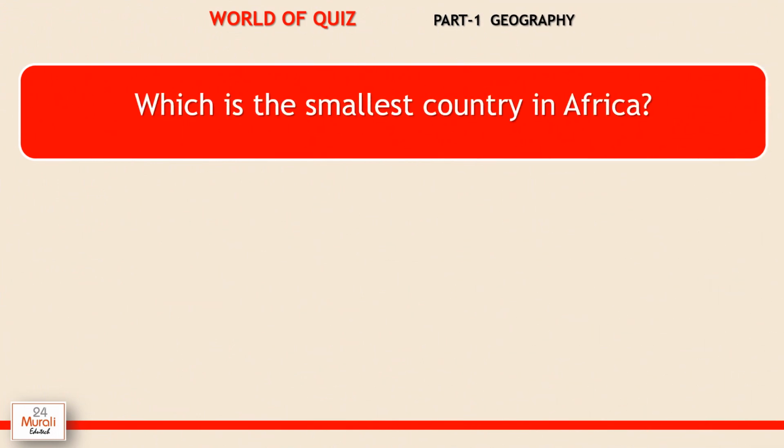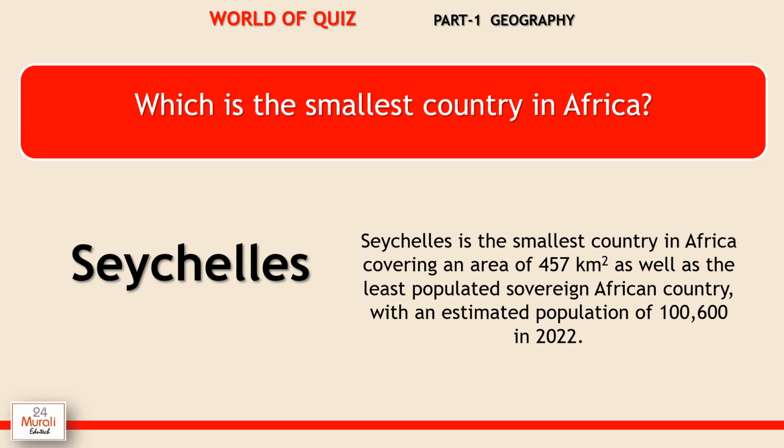Which is the smallest country in Africa? Seychelles. Seychelles is the smallest country in Africa, covering an area of 457 square kilometers, as well as the least populated sovereign African country, with an estimated population of 100,600 in 2022.